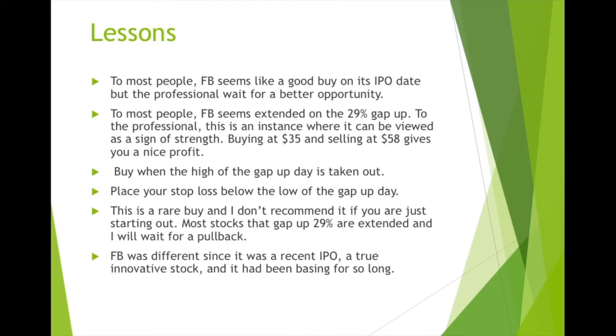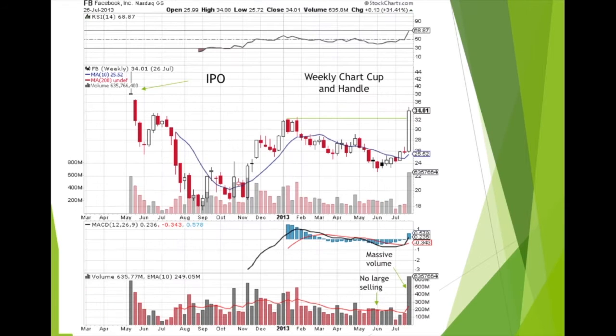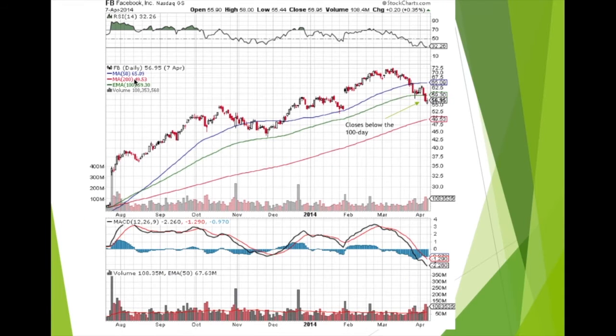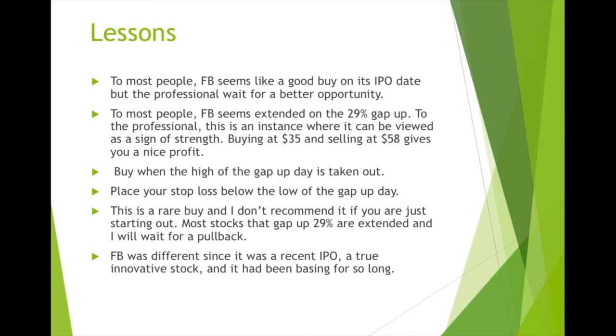To most people, Facebook seemed like a good buy on its IPO date, which was right back all the way over here, right? They think this was a good buy. But we don't buy on the IPO day. It's too dangerous. We have to wait for the stock to set up properly. Facebook seems extended at the 29% gap up, but we view this as a sign of strength because we saw it was a good base and it was an innovative company. We're buying it around 35 and selling it at 58. It gives us a nice profit.